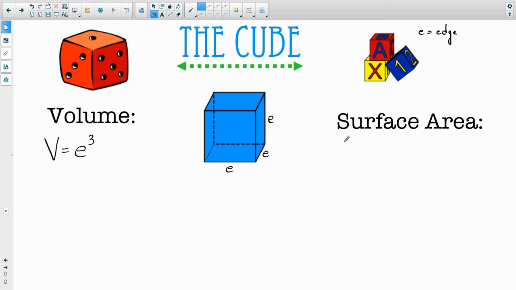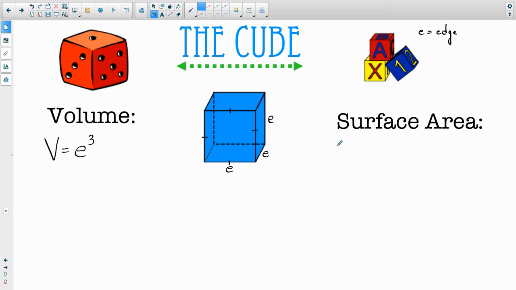Well, how about surface area? This is going to get a little bit more complicated. With surface area, we're not really concerned with what's inside, but how much paper you need to wrap something up. So the surface area is really figuring out the area of one of these faces. And what is that face? Well, that face is a square that has 2 dimensions that are exactly the same. The base right here is E, and the height up here is also E.